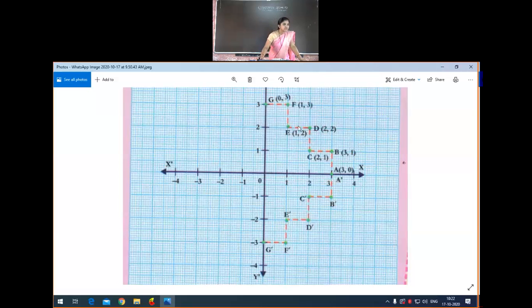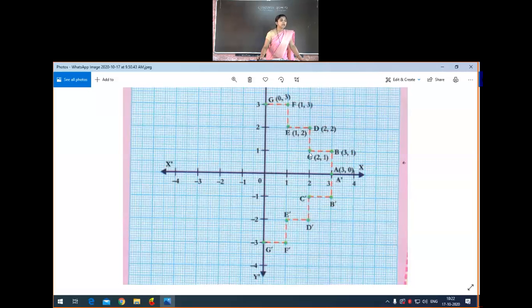Okay, next F point (1, 3). See here, this is x-axis 1 and y-axis 3. This is the meeting point of 1 and 3. This is the point (1, 3). Next, E point (1, 2). See here, this is the location of E point (1, 2). Next, D point (2, 2). Okay, so in x-axis also 2 and y-axis also 2, (2, 2).